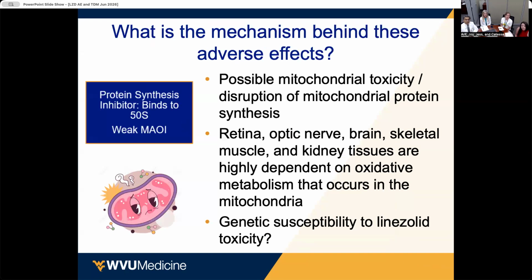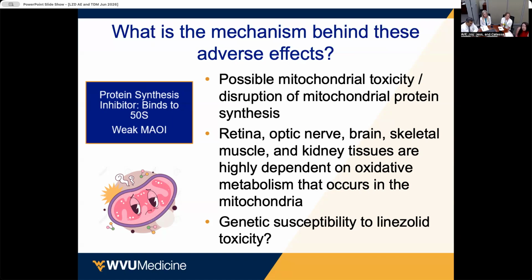If we look at the next slide, I've broken these down. Actually, I want to go into the mechanism behind these adverse effects. This is really not super well understood, but if we look back at the way that this antibiotic works, it is a protein synthesis inhibitor, and it binds to the 50S ribosome. It works so well that it actually can bind to our human ribosomes as well. So the mechanism behind all of those adverse effects I just listed is possible mitochondrial toxicity or disruption of mitochondrial protein synthesis, really by binding to that same piece in human cells.